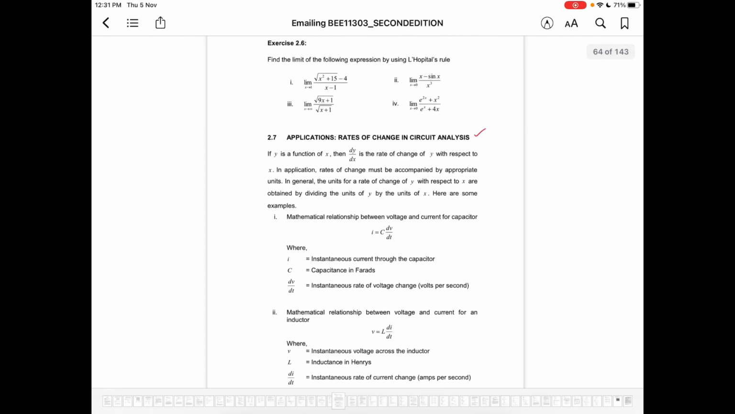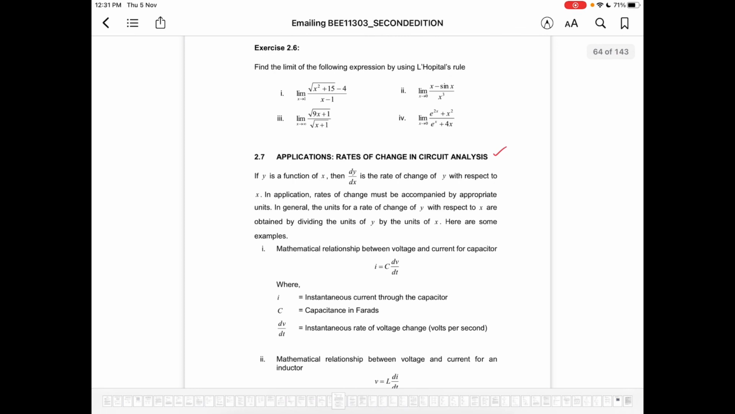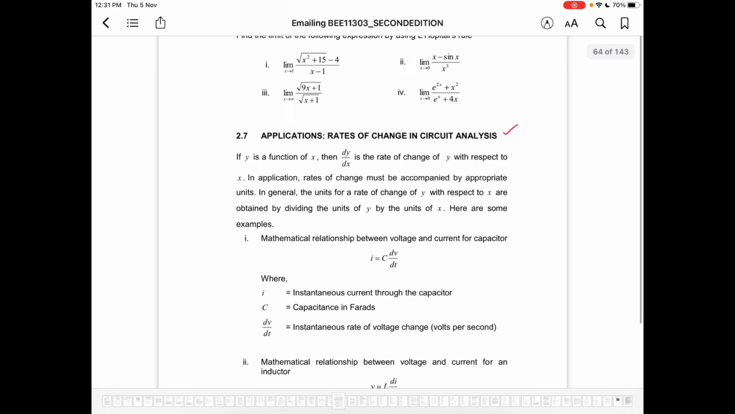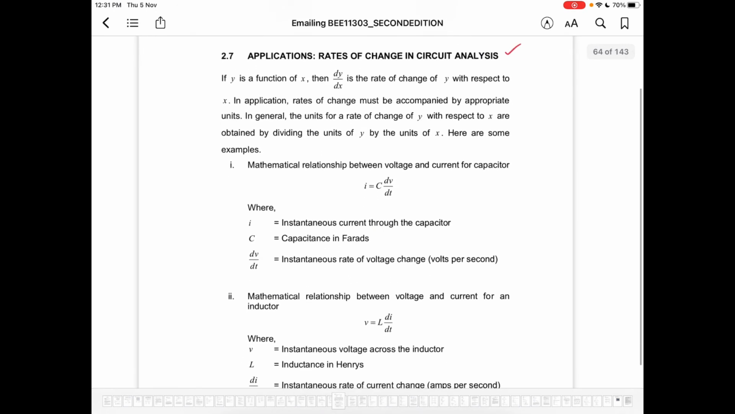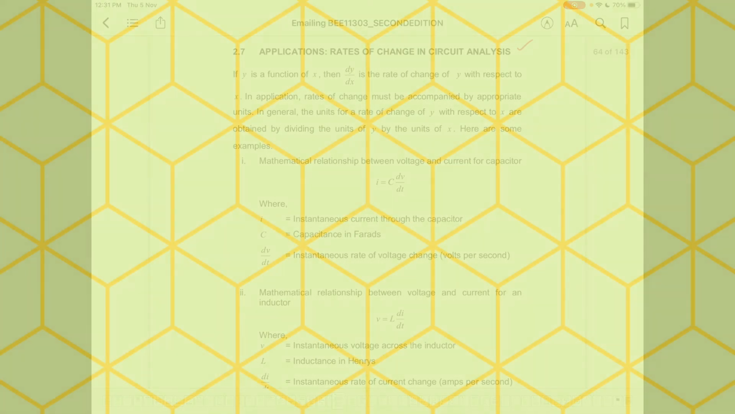Okay, now we have an exercise. I already shared the answer for exercise 2.6 in the previous video, week 5 part 2, so you can check the answer for this exercise. You can try to do this by using L'Hopital's rule. And now let's proceed with the last subtopic, last subchapter, which is applications, rates of change.